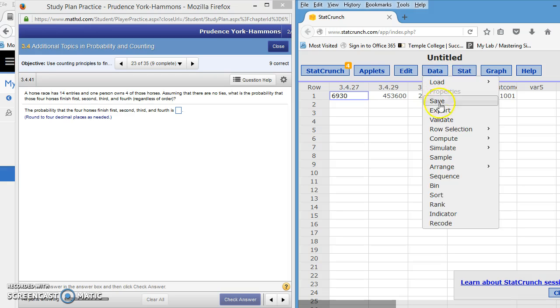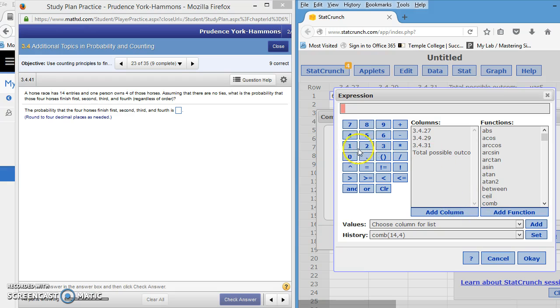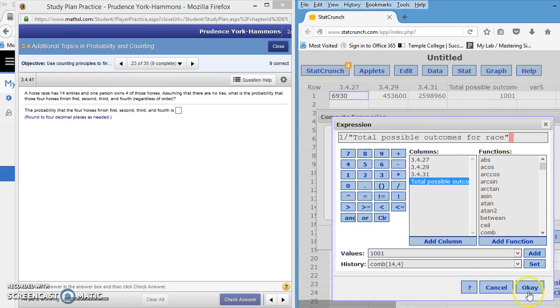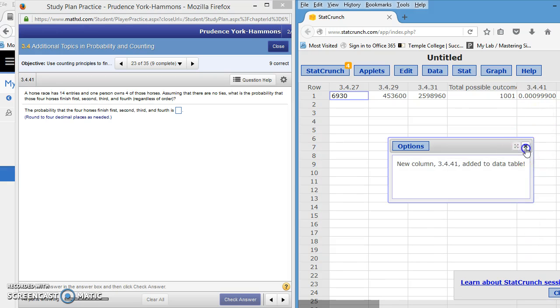So I'm going to do one more calculation. I'm going to compute an expression. And I told you my numerator is 1 because I know there's only one way for that owner to have all 4 of his horses place, if I don't care what order they place in the race. And then I'm going to divide that by the total possible outcomes for that race, that 1,001 that I just calculated. So I'm going to say, okay, and that's going to be the answer to 3.4.41. So I'm going to click Compute, and I'll hide my table.